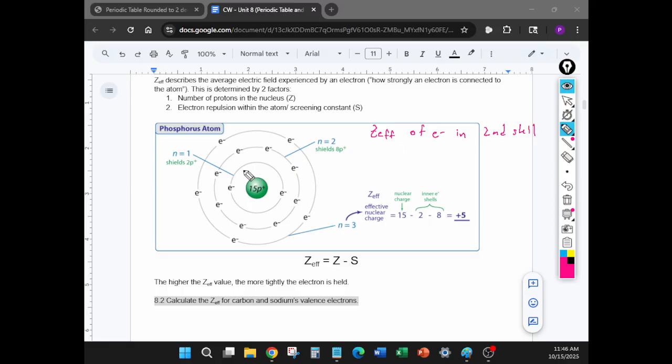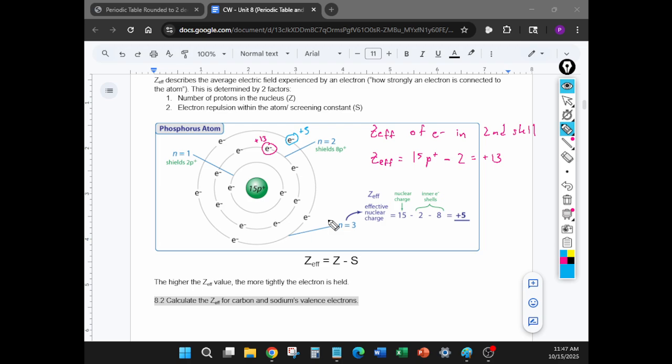For anything to do with phosphorus, we take the protons first. It has 15 protons. But now we're looking at an electron in the second shell, not the outside shell. So we're going to subtract only the electrons underneath the second shell. There's only one shell, and there are 2 electrons in that inside shell, so we subtract 2. That means the Zeff of the electrons in the second shell is positive 13, whereas the ones in the outside shell are positive 5.